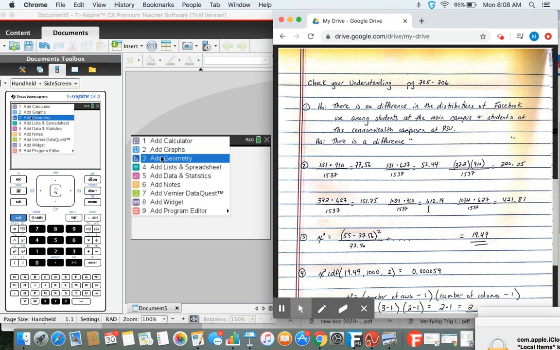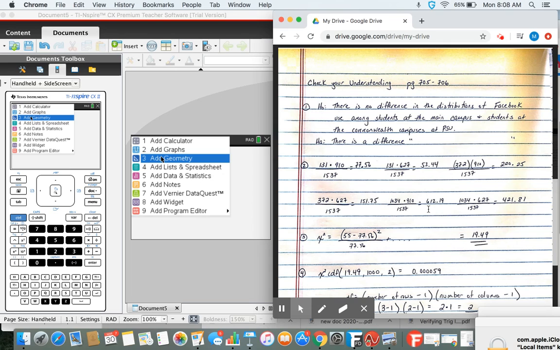So this check your understanding was on page 705. Okay. Started there and continued on to 706. So it's the same data. We're now asked in the question here, do these data provide convincing evidence of a difference? So, okay, now we have to find convincing evidence. We know we have to do a significance test, all right?